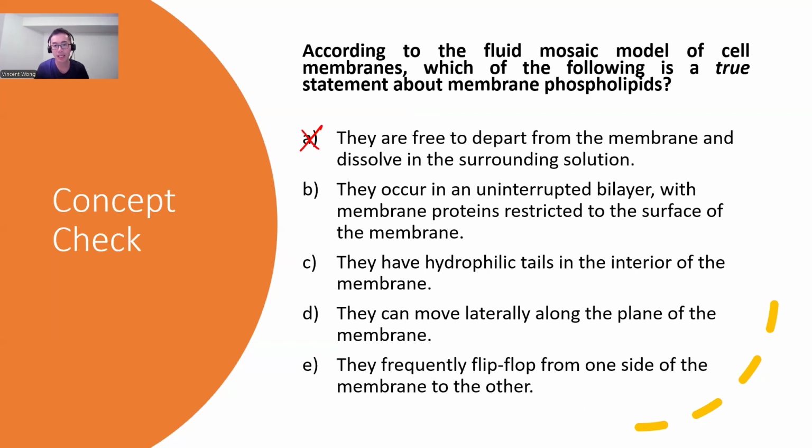They occur in an uninterrupted bilayer with membrane proteins restricted to the surface of the membrane. We know that's not true, right? Some membrane proteins can go all the way through. Some can be found exclusively on the inside. It doesn't have to be the surface. They have hydrophilic tails in the interior of the membrane. No, it should be hydrophobic tails.